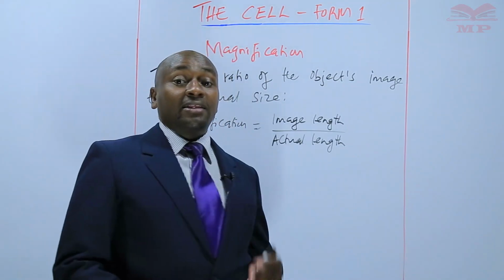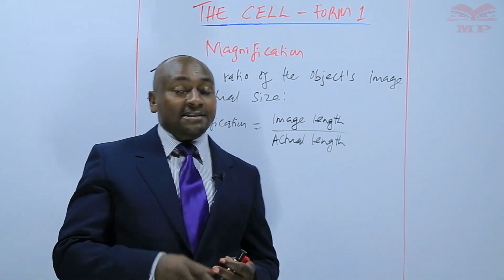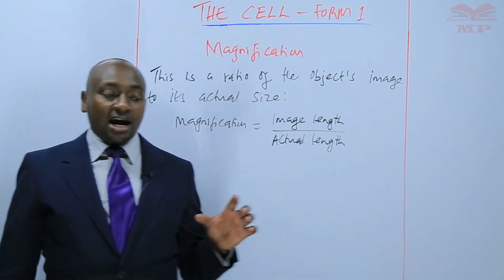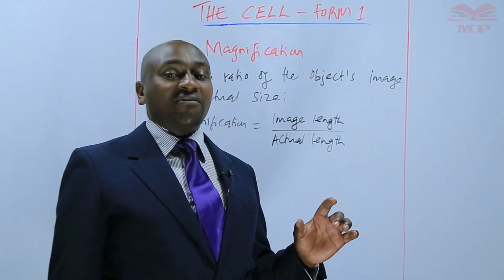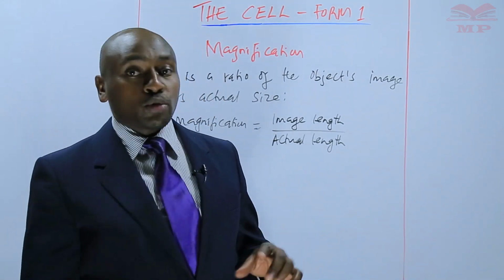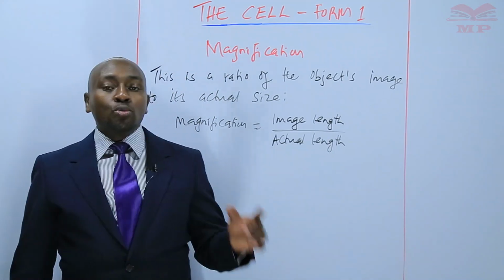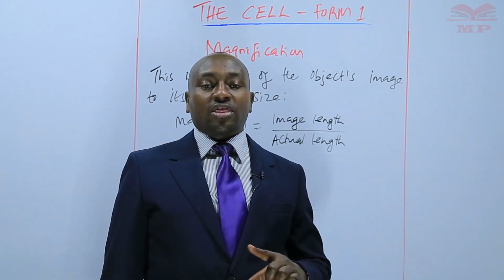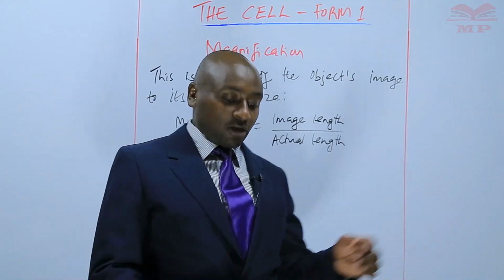Now, the light microscope has two lenses. There is the eyepiece and there is the objective lens. And those two lenses have a particular magnification. So to get the total magnification, you multiply the eyepiece magnification with the objective lens magnification.